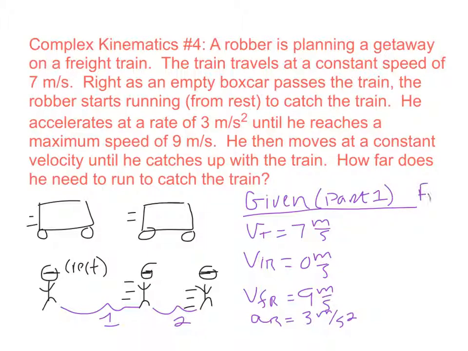In part 1, there are two things we want to find. First, how far does he go? Second, how long does it take? So I'll call that T1 robber, and we'll call this delta X1 for the robber.